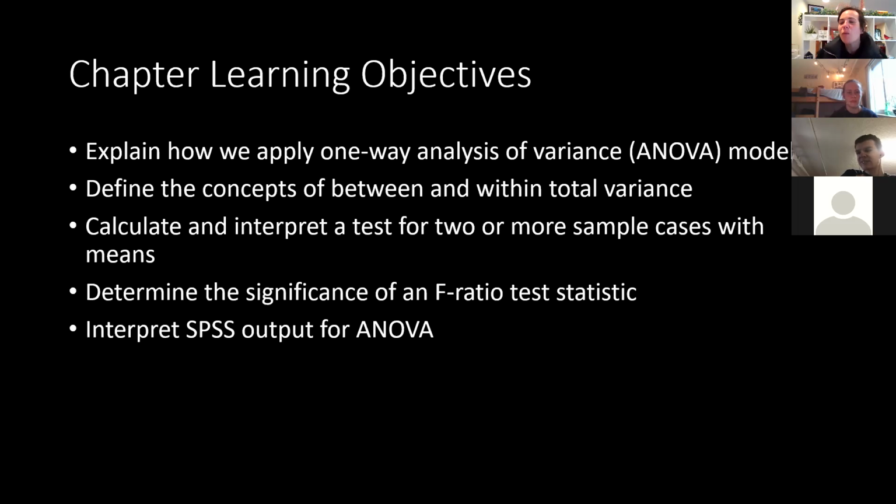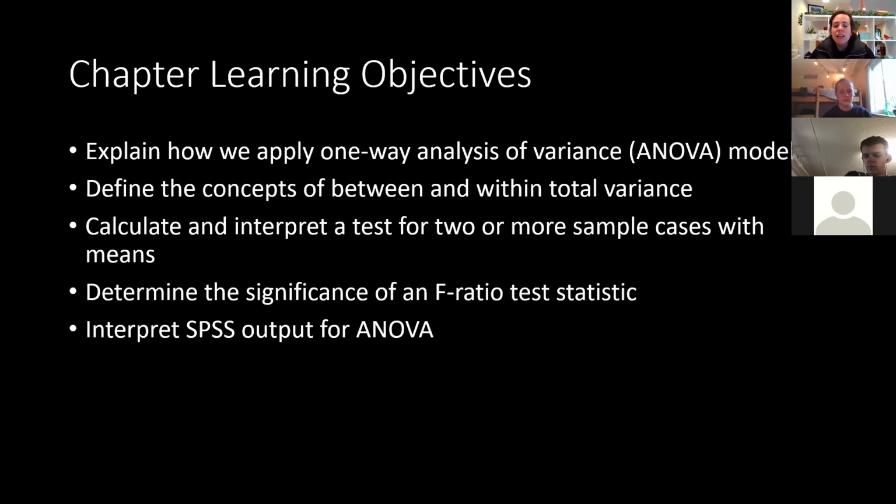Okay. So we will talk about how to apply a one-way analysis of variance. We're going to define the concepts of between and within total variance, because again, this is going to be a comparison of groups. So different levels of an independent variable, and then within the same level of one independent variable, how they differ across levels of a different variable. So that's why we can do between and within analysis of variance.